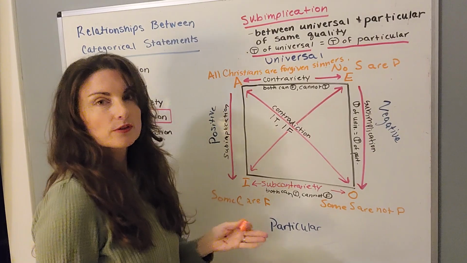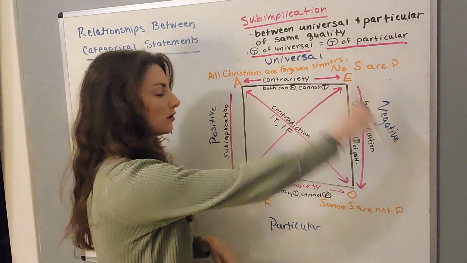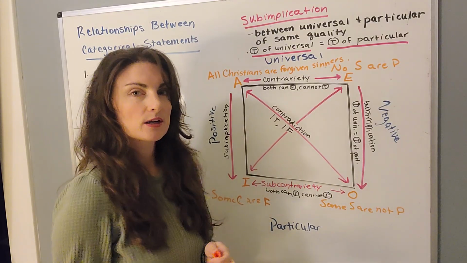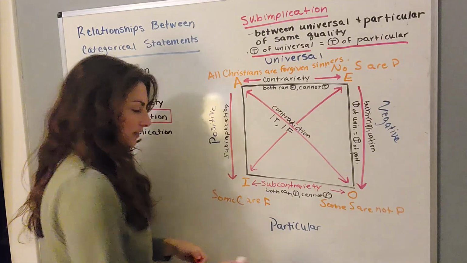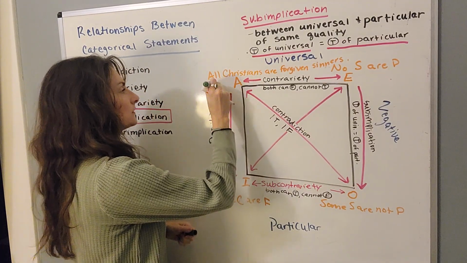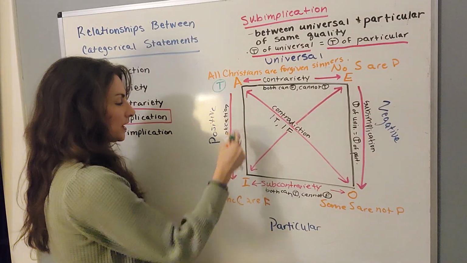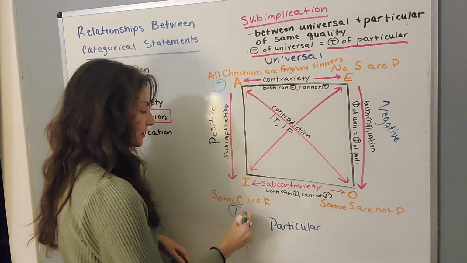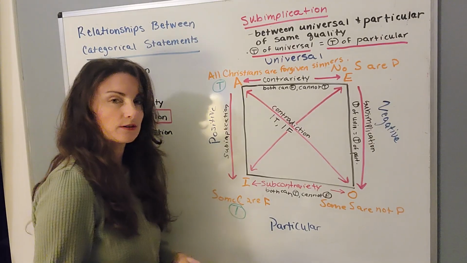So remember, that was one of the things with the square of opposition. All the statements have to have the same exact subject and the same exact predicate. So if this is true, that all Christians are forgiven sinners, it implies through subimplication that some Christians are forgiven sinners.